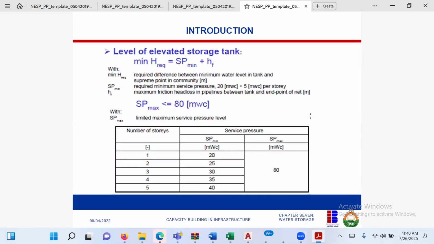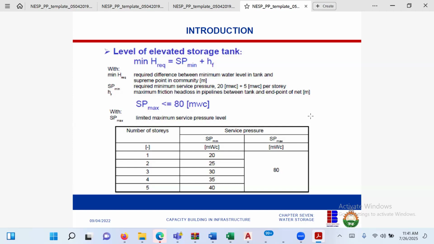So here we have what we call service pressure. When we are talking about service pressure, something like for each story building, each story building is about 3 meters headroom. For each story building, you need a service pressure of 5. The minimum service pressure in your system should be 20 meters of water. In other words, all we are saying in essence is that the minimum pressure in your network should be 2.